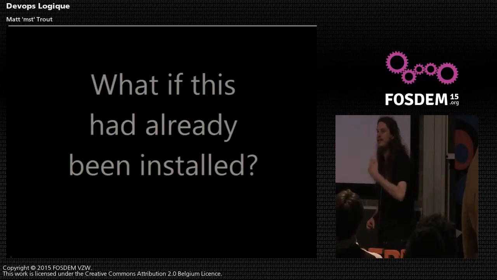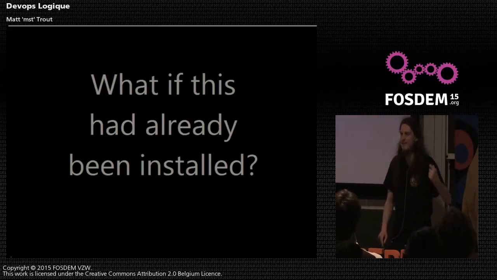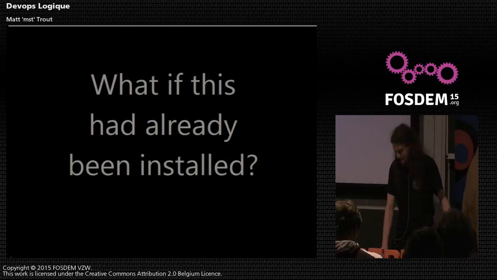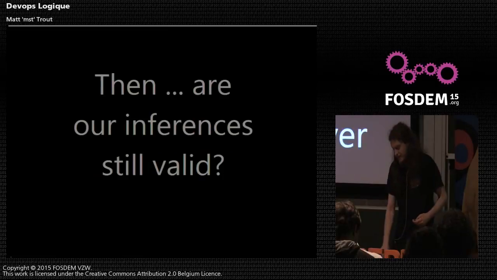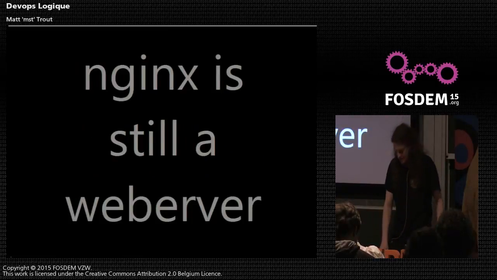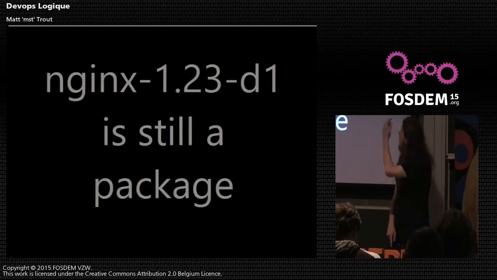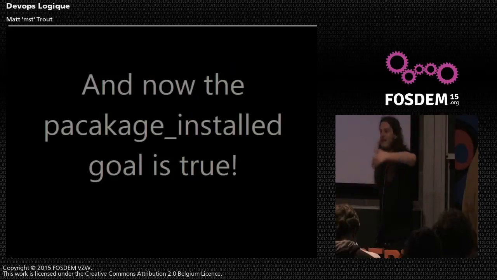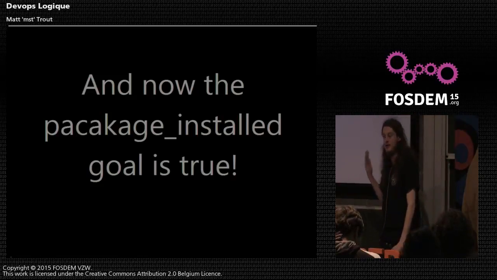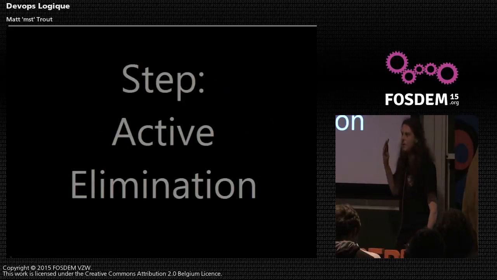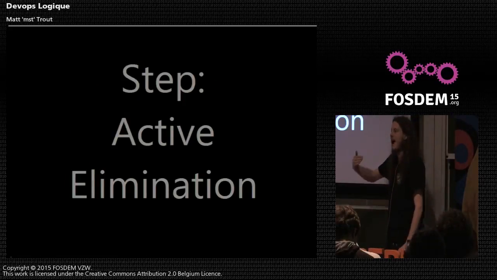So what you do is you then consider your solution so far against that possible reality, and basically see if the inferences are still valid. And you know, nginx is still a web server, and whatever the package name is still a package. But in this world that was exactly the same as our original world, except somebody ran the apt-get before we started, the package install goal is true. Which gives you an idea of elimination via action.